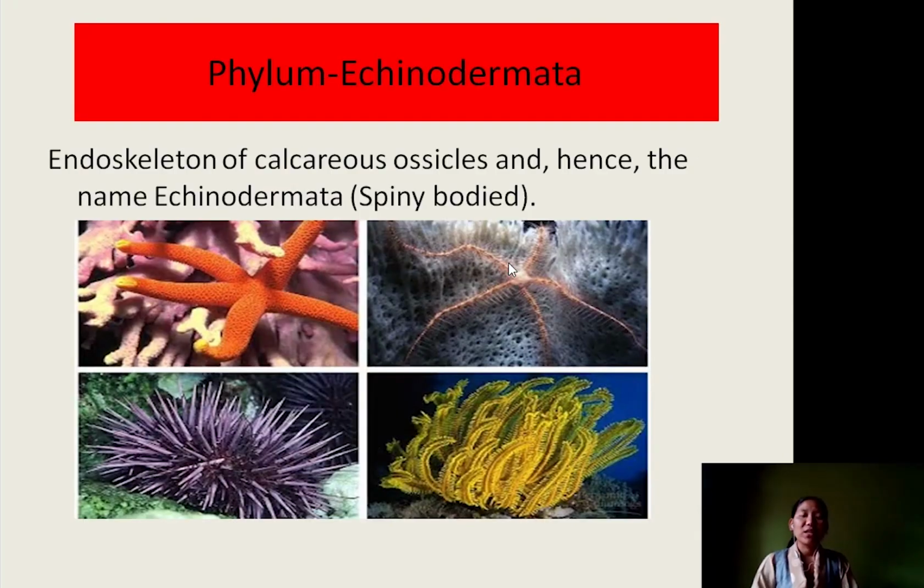Now next is phylum Echinodermata. These have an endoskeleton of calcareous ossicles, and hence the name Echinodermata, that is, spiny body. These are some examples, and the most common example we know is the sea star or starfish.